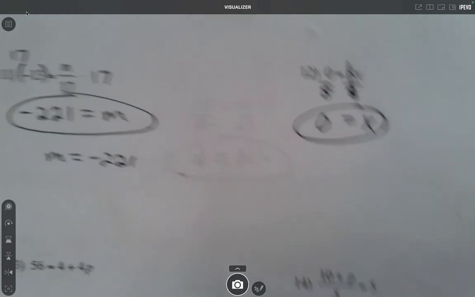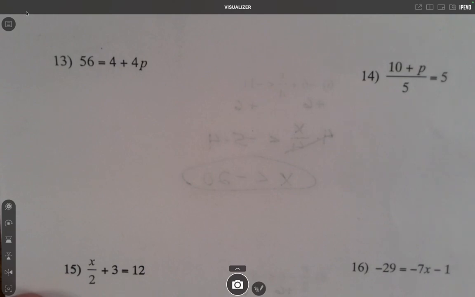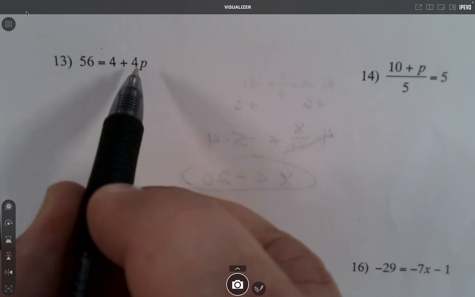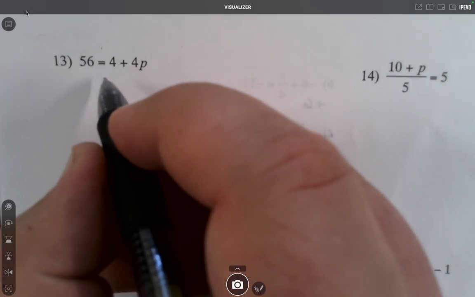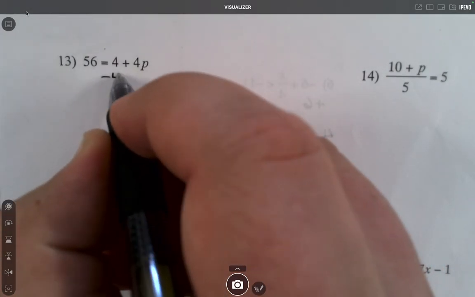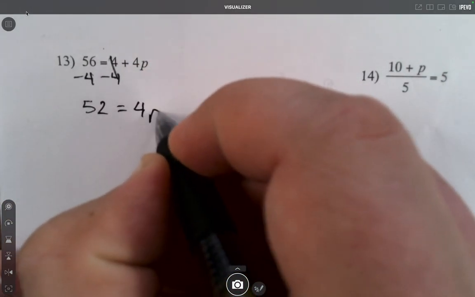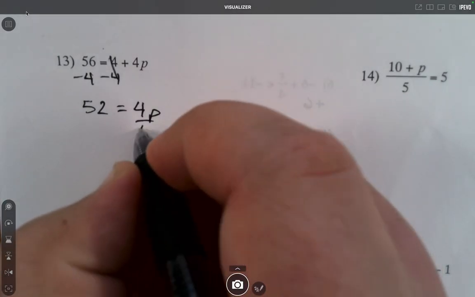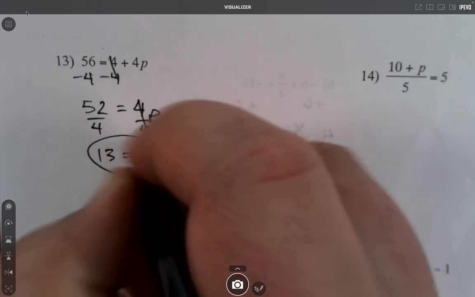And just like on the front of the page, these last 4 are going to be 2 steps we have to do to solve it. So always start with whatever's farther away from the variable. So like here, you've got this 4 that's attached to it. It's 4p. They're very close together. This 4 is farther away. So we want to move this 4 first. It's being added to it, so we do the opposite. We subtract 4 from each side. Then we divide both sides by 4 to get rid of the fact it was being multiplied by 4. And we get 13 equals p.